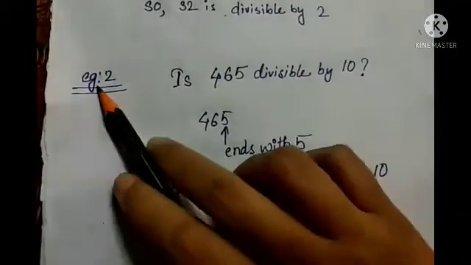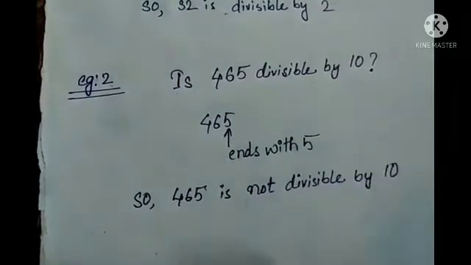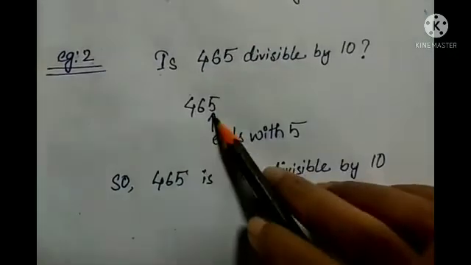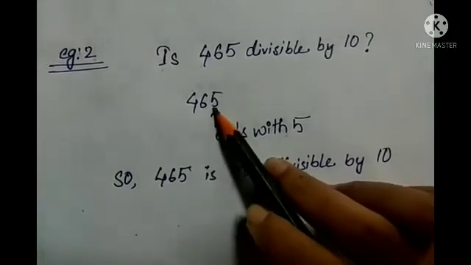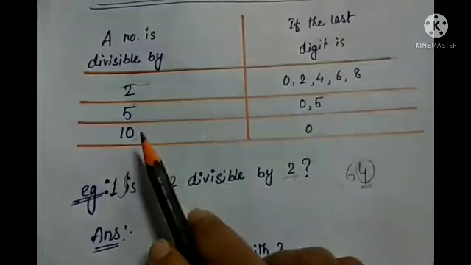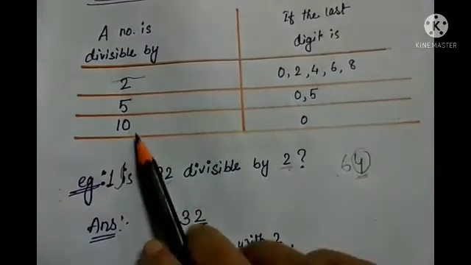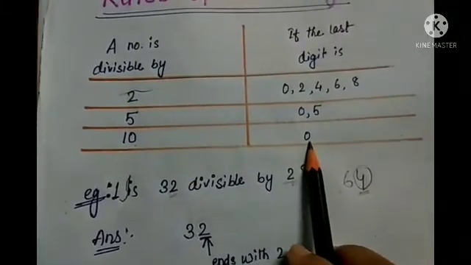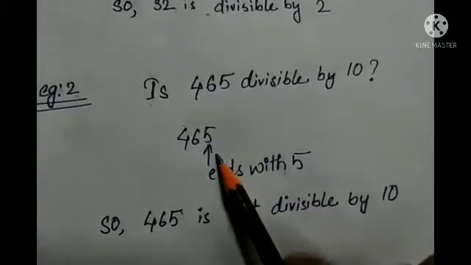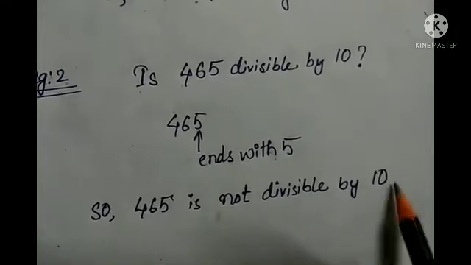Now we have another example. Is 465 divisible by 10? So here you see it ends with 5, right? The last digit is 5. But as I told you, in case of the divisibility rule, if we have to check whether it is divisible by 10 or not, the last digit must be what? 0. But here it is 5. So that is why 465 is not divisible by 10.